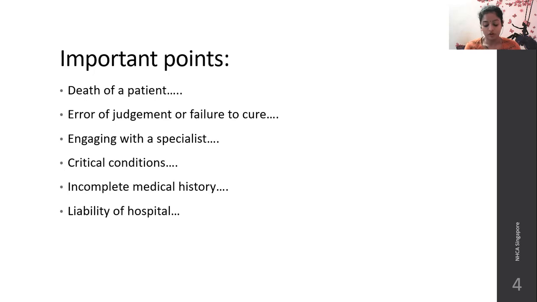And liability of the hospital. For any wrongful act on the part of the consultants, the hospital has to take the liability for it.